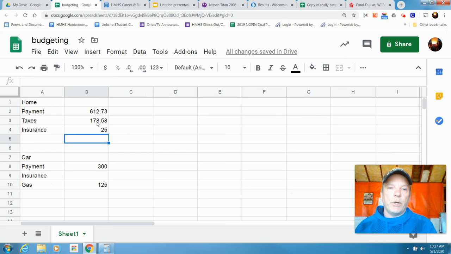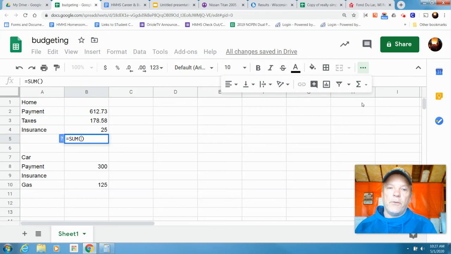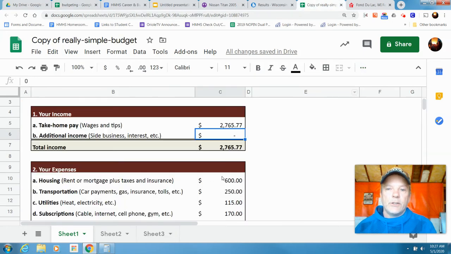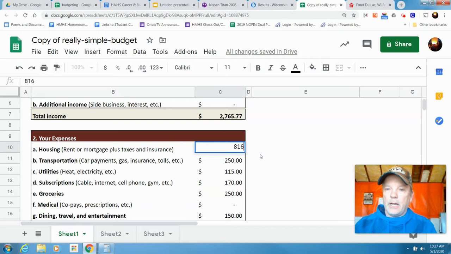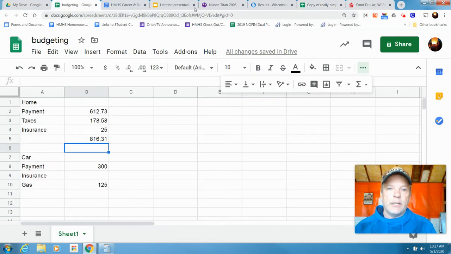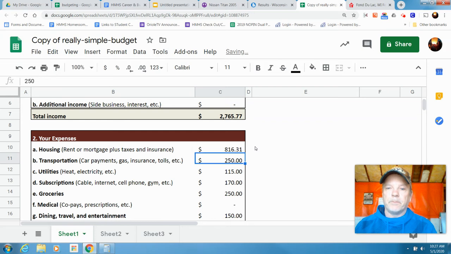So I created a little spreadsheet to help me out. Here is my house payment that I calculated earlier. Here are the taxes per month that I calculated earlier, and now $25 for insurance. I'm going to use the sum function and highlight those three, and it adds it up for me. $816.31. So now I can put that into the housing portion, $816.31. That includes everything I'll need for my house.